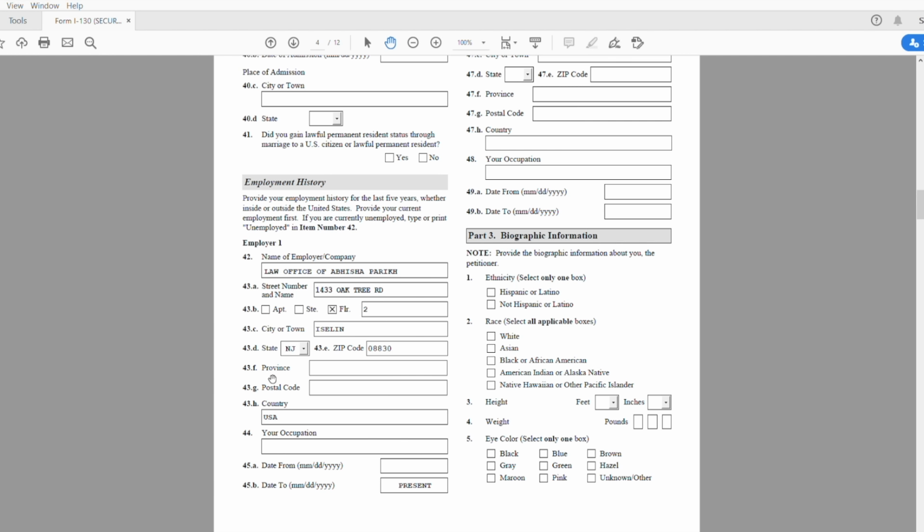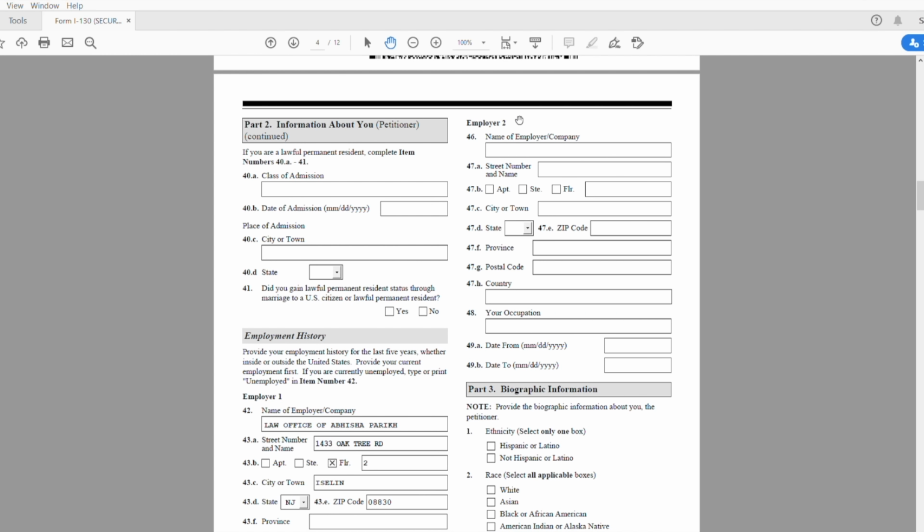Again, the province and the postal code would not apply here since this is a U.S. address. And Mr. Patel is a paralegal, and he started working here on January 1st, 2015. Since this includes his 5-year employment history, you can skip over employer 2 information.